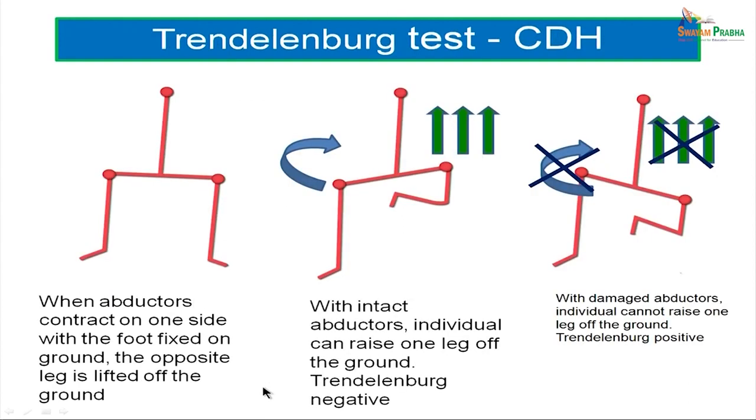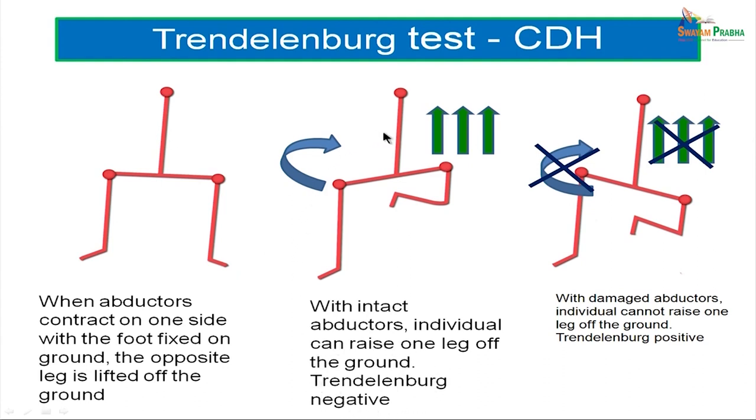Now, Trendelenburg test is a test which is used to test the integrity of the abductors. When the abductors contract on one side with the foot fixed on the ground, the opposite leg is lifted off the ground. That is, if the abductors on this side contract, they will help in lifting this leg off the ground. So when these abductors are intact, the individual can raise the opposite leg off the ground. This is what is called Trendelenburg test negative.